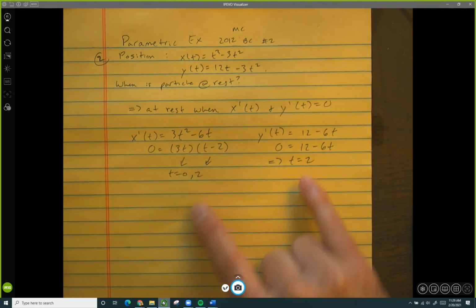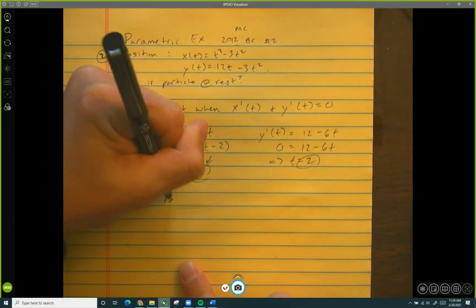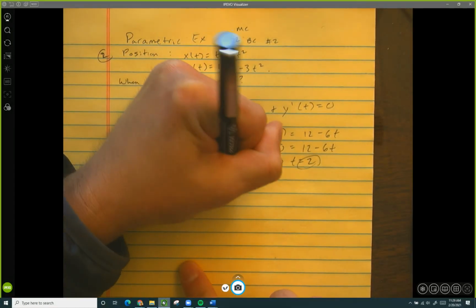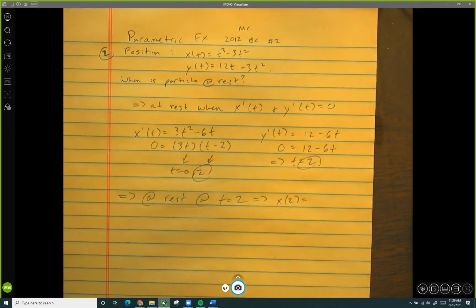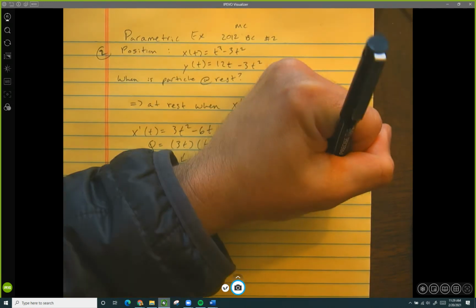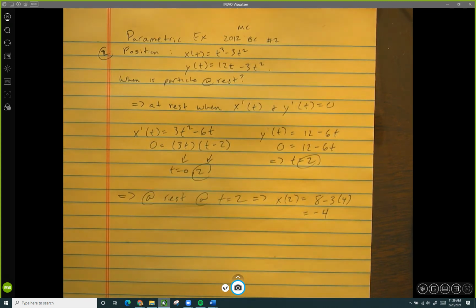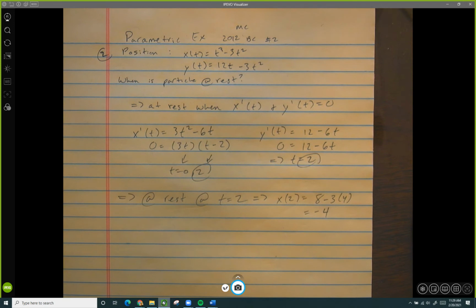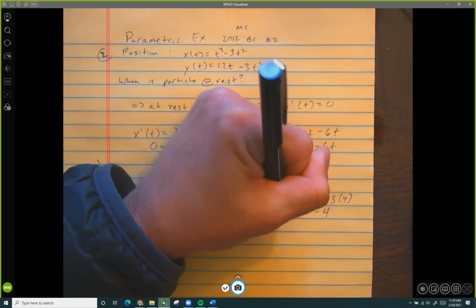So t equals 2 is what we want. So we're at rest at t equals 2, and that position is x of 2, which equals 8 minus 3 times 4, which is negative 4. And so now we're done, because that's the only option where x equals negative 4. There's only one option. If there were two options for x equal negative 4, we'd have to plug in t equals 2 for the y value to distinguish them. And so I guess just to be thorough, because we're not getting timed, we could throw it in and find it.